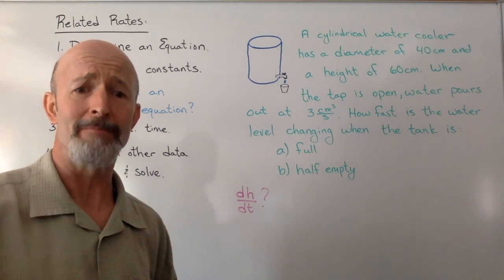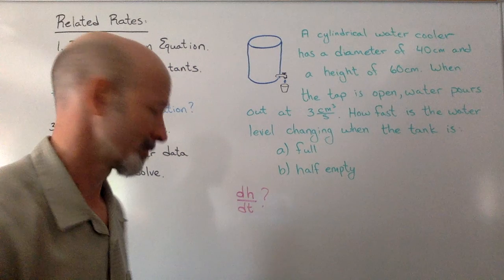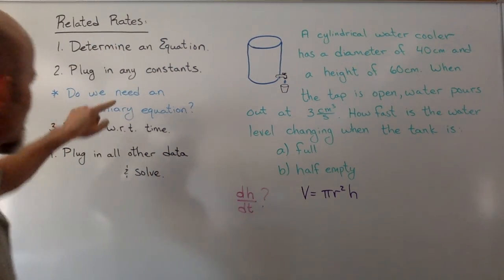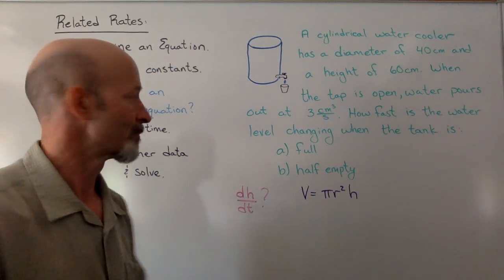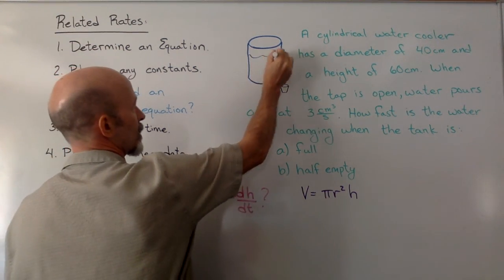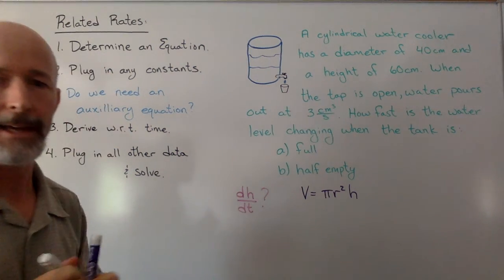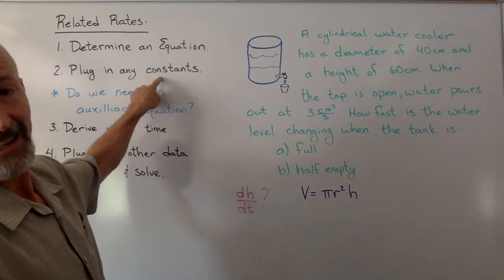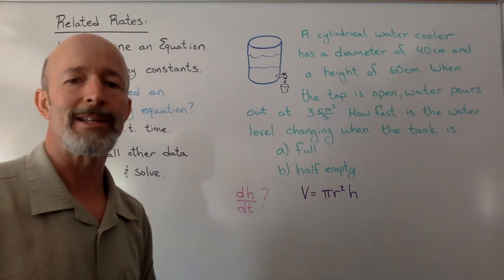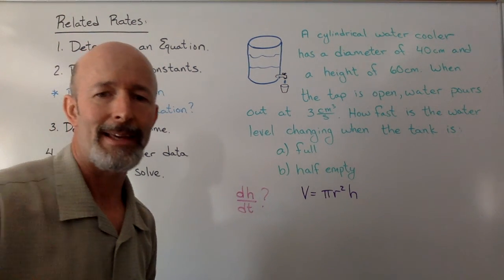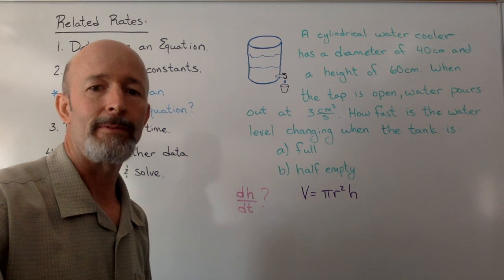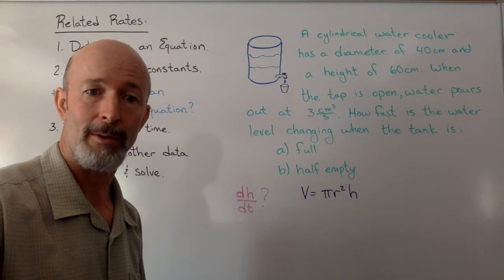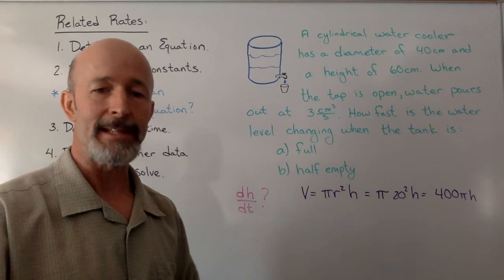We have some dimensions of it, maybe a volume formula. For some of these, you might need to look up the formulas. That's okay. The next thing we do is we plug in any constants. As the water gets lower and lower in this tank, does the height change? If so, it's not a constant. Does the radius change? I think it is. So if the radius does not change, if it's a constant, plug that number in right now. This makes the rest a lot easier.